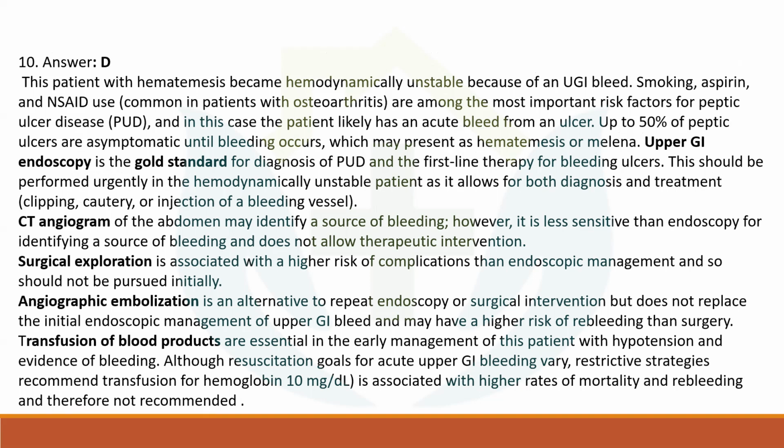Up to 50% of peptic ulcers are asymptomatic until bleeding occurs, which may present as hematemesis or melena. Upper GI endoscopy is the gold standard for the diagnosis of peptic ulcer disease and the first line therapy for bleeding ulcers. This should be performed urgently in a hemodynamically unstable patient as it allows for both diagnosis and treatment.